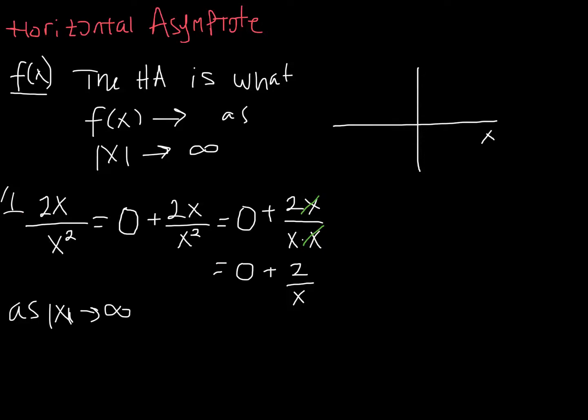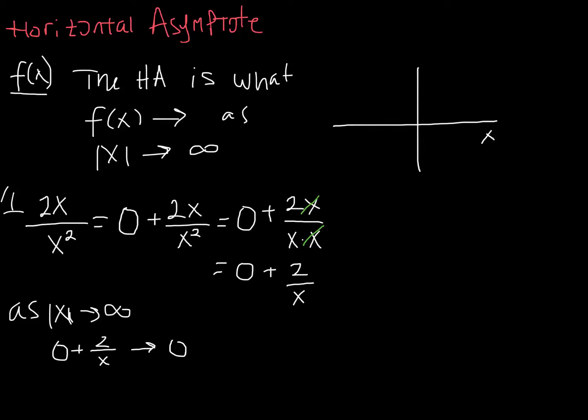Well, think about it. As x gets bigger and bigger and bigger, what's this function getting closer and closer to? And you can try some values. Well, I have 0 plus 2 over some increasingly big number. So what's happening to 2 over some increasingly big number? What happens when you divide 2 by a really, really big number? It gets closer and closer to 0. So as x approaches infinity, my function, 0 plus 2 over x, gets closer and closer to 0.